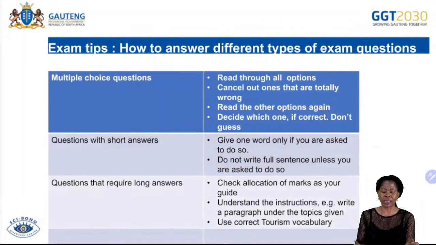And then I have this one, questions with short answers, whereby you are asked to give one word only if you are asked to do that. Remember, I gave you an example of a red and a green channel. If you are asked to give only one answer, please give one answer, because if you are hesitating and you end up giving us 2 options, maybe the second one is the correct one. We are going to mark the first one. That's the disadvantage of not reading the instruction. Give one word if you are asked to do so.